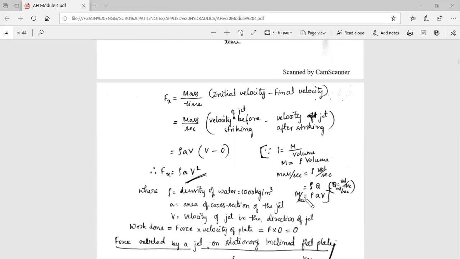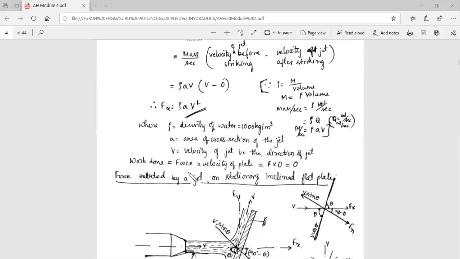So substituting rho A V in place of mass by time, it will become rho A. The initial velocity will be V, and the final velocity will be 0. So Fx is equal to rho A V square. Now, rho is the density of water, that is 1000 kg per meter cube. A is the area of cross section, and V is the velocity. Now work done is nothing but force into velocity of the plate. So force into velocity, where the final velocity is 0, so work done is 0.